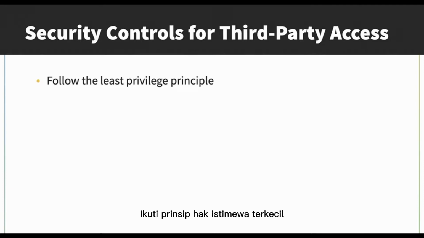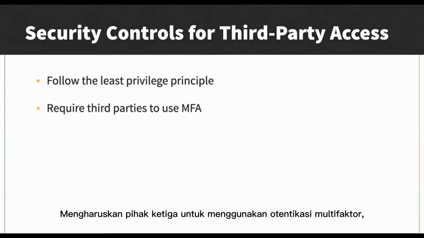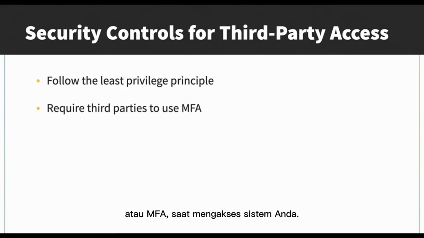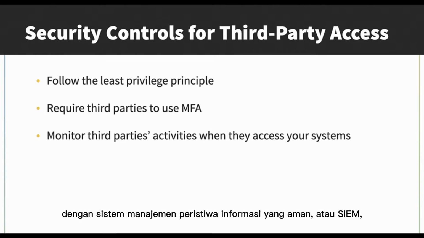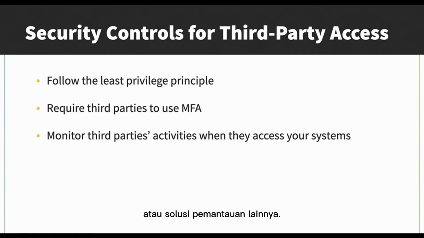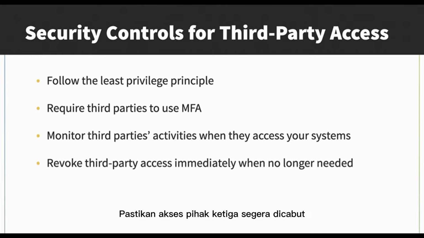Follow the least privilege principle to only grant third parties the access they need to do their job. Require third parties to use multi-factor authentication, or MFA, when accessing your systems. Monitor the activity of third parties when they access your systems with a security information event management system, or SIEM, or other monitoring solution. Ensure any third-party access is revoked immediately when no longer needed.